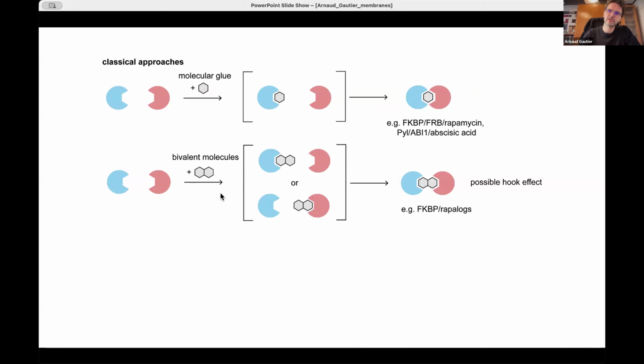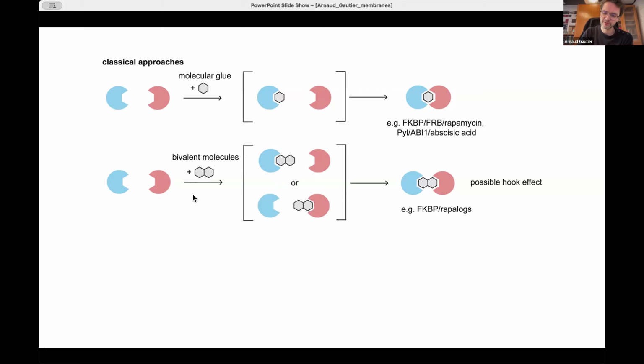The problem is when you use bivalent molecules, you can have a possible hook effect, meaning that the concentration of the dimerizer you will use will be important, because if you use too high concentration of dimerizer, you will just interact with the two protein domain and no interaction will occur.